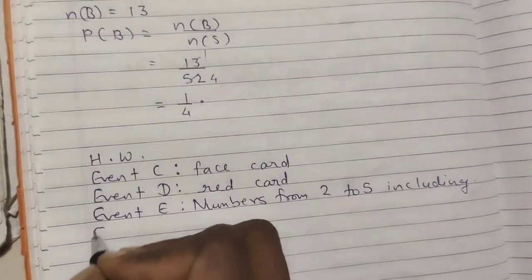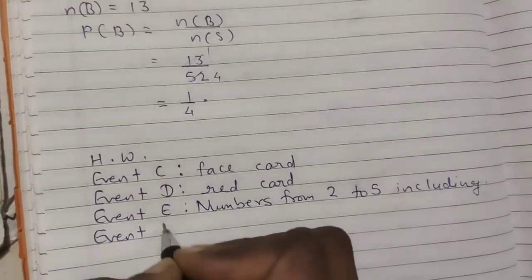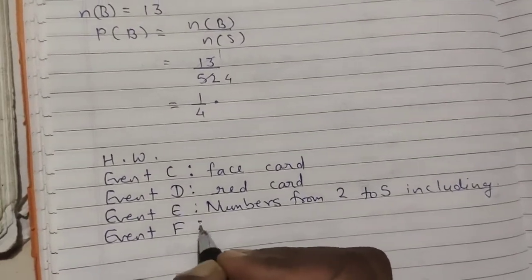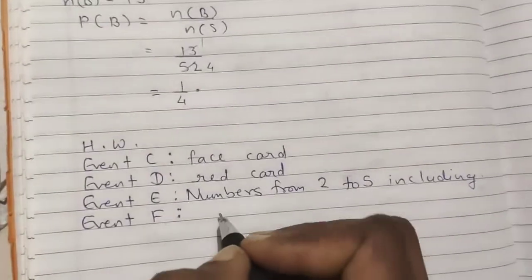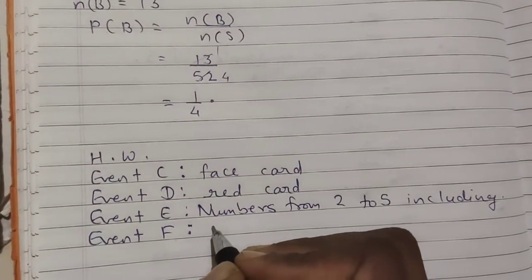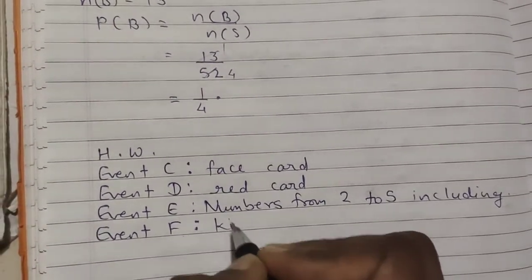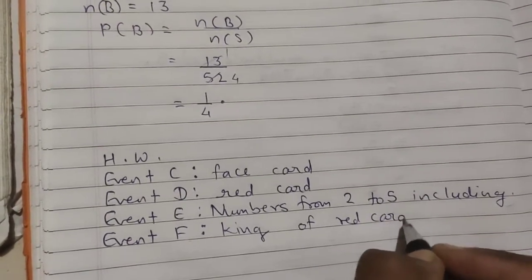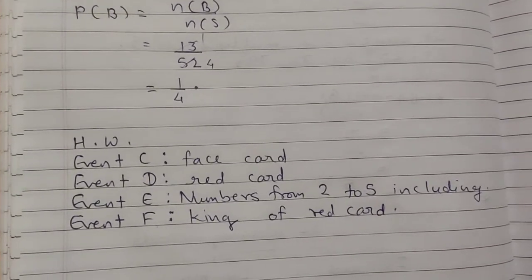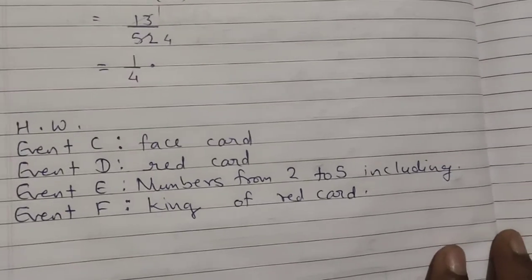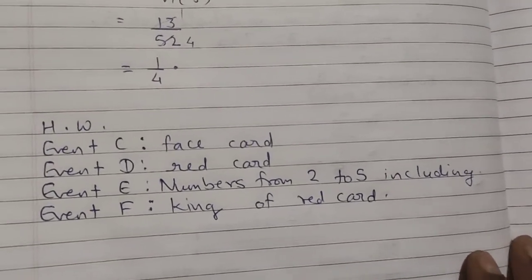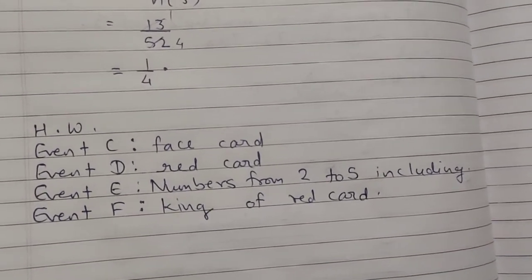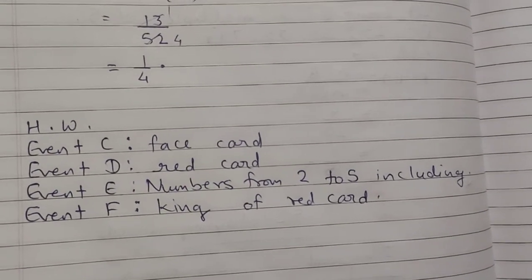Okay, then let me tell you one more example. Event F. Event F is king of red card. So these 4 questions you are going to solve on your own, and you will send me the solution of these 4 questions after attending today's video. Okay, thank you students.